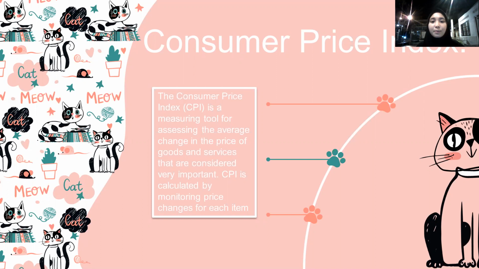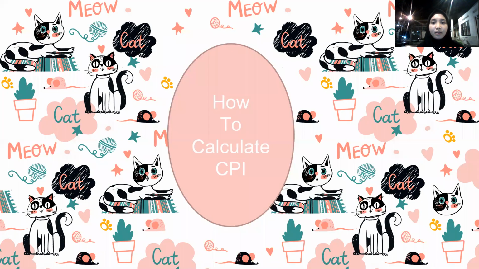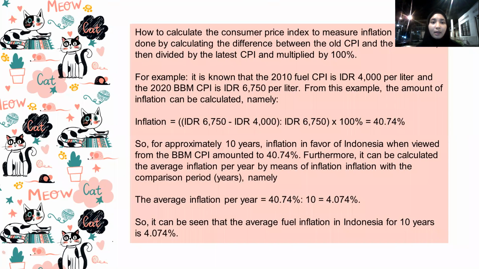The consumer price index is a measuring tool for assessing the average change in the price of goods and services that are considered very important. CPI is calculated by monitoring price change for each item. And how to calculate CPI?